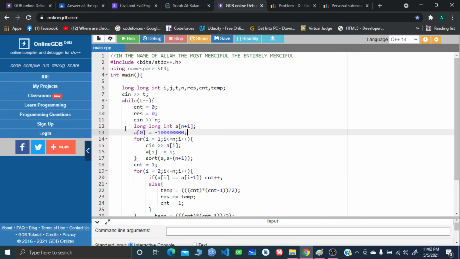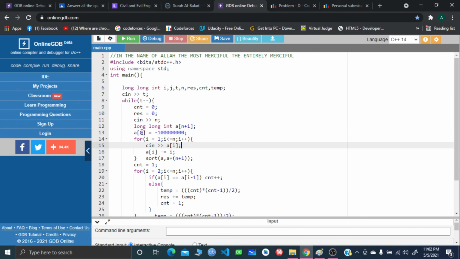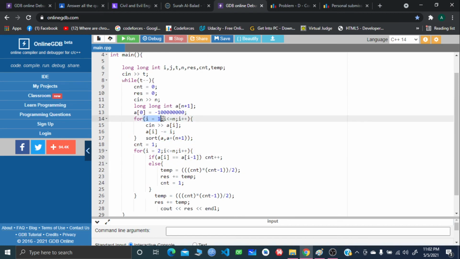This is the n plus 1 size, taken just for the sake of one-indexing the array. That's why the zeroth element of A is a really small value that I have assured here, although we're only focusing on one-indexing, so i only starts from one. Taking each and every value and calculating, this is the tricky part here, which is actually giving us A[i] minus equal to i.